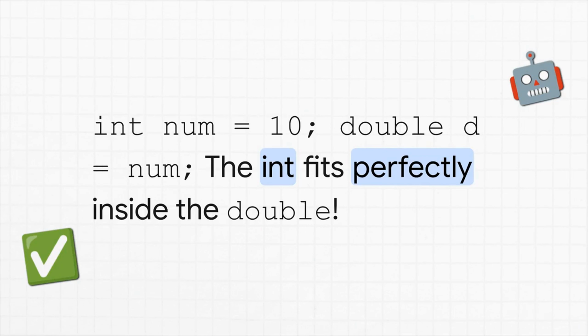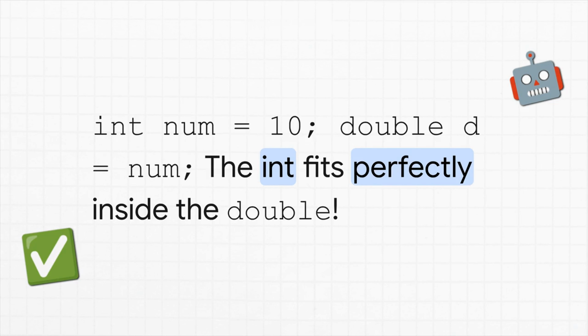Okay, let's look at a super simple code example. We've got an integer, num, and it's equal to 10. Then we just assign it to a double called d. Now, a double is built to hold decimal numbers, so it's way bigger and has more precision than an int. The compiler sees this and thinks, oh, easy, a small cup into a big bucket. I can handle that. And boom, it automatically converts the integer 10 into the double 10.0 for you.